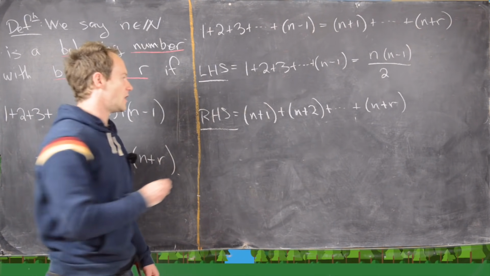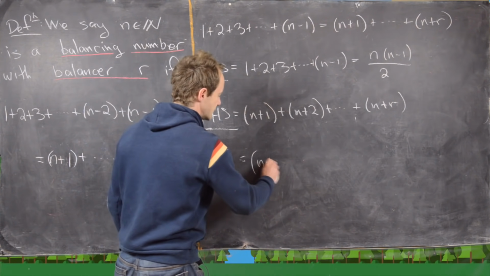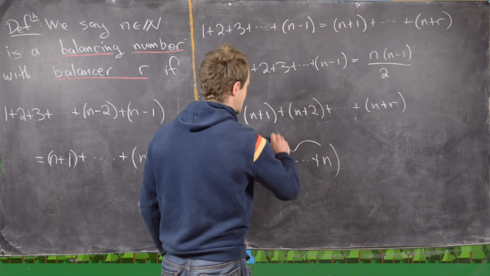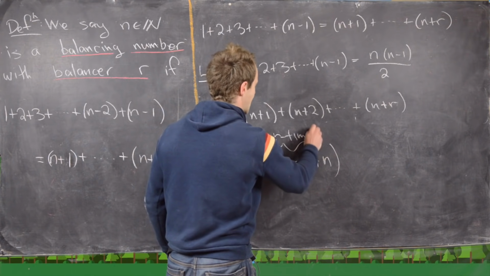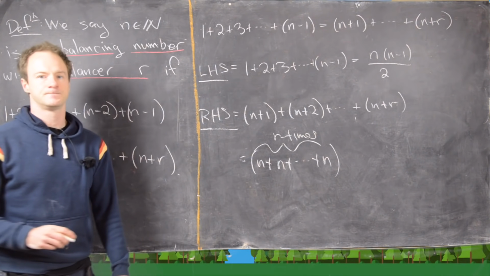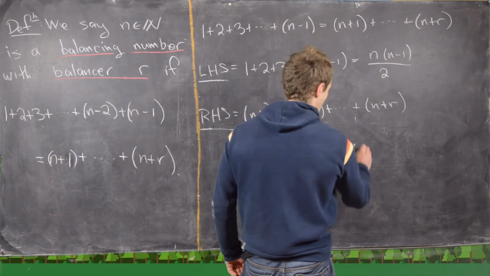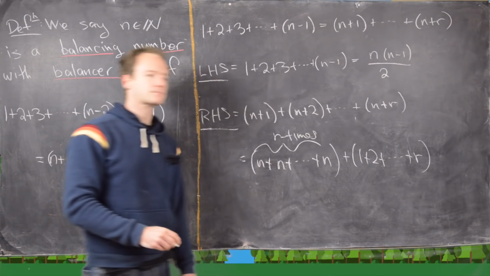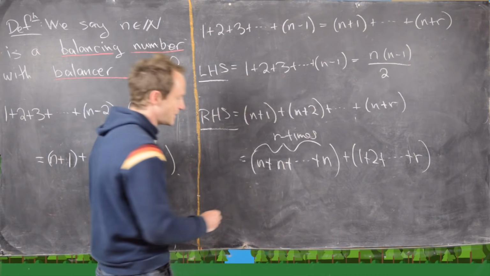And notice we can put all of the n's together. So this is equal to n plus n all the way up. And now how many n's are there? There are exactly r n's. And then after that we have 1 plus 2 all the way up to r. Great. But now we can simplify this a little bit.